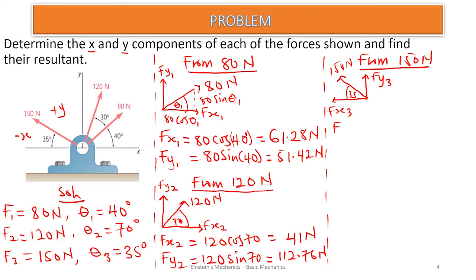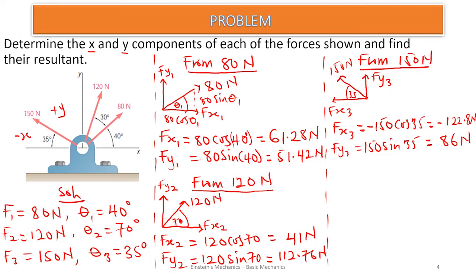So we are going to take into account the negative and the positive. So F on the x3 is going to be, because it is on the negative side of the x, negative 150 cos the angle 35. And this is supposed to give us negative 122.8 Newton. The force on the y3 is also positive direction for the y, and that is going to be positive 150 sine 35, and this is giving us 86 Newton. So with the first part, determine x and y component of each of the forces, we are done with that.